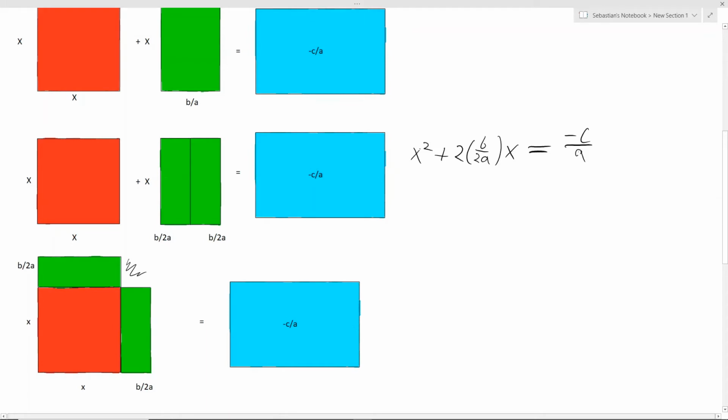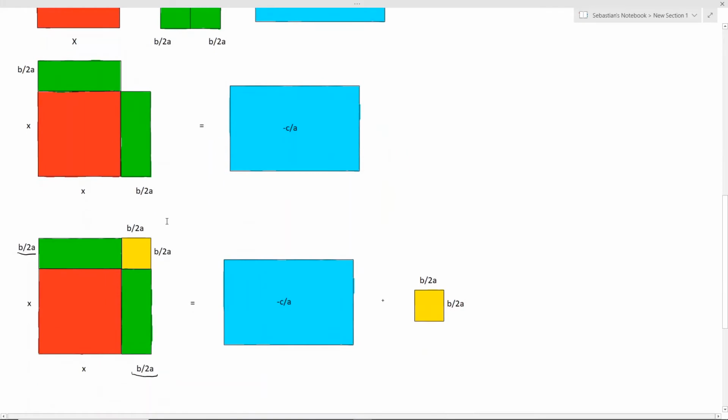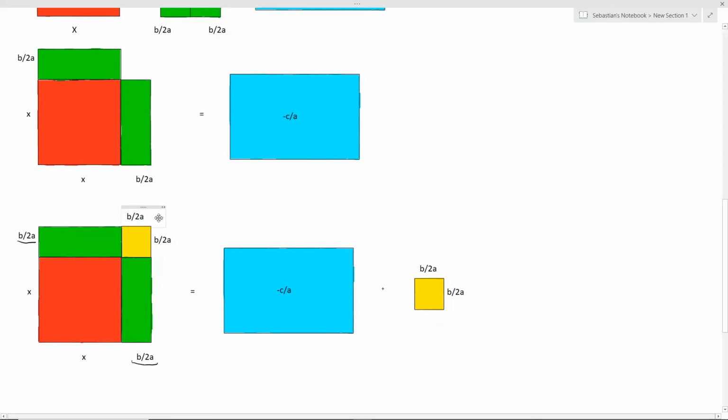And what we're going to do is fill in that corner by adding a yellow square with side lengths of b over 2a to both sides. And again, because now we are adding area to the left hand side, we have to add the same amount to the right hand side.